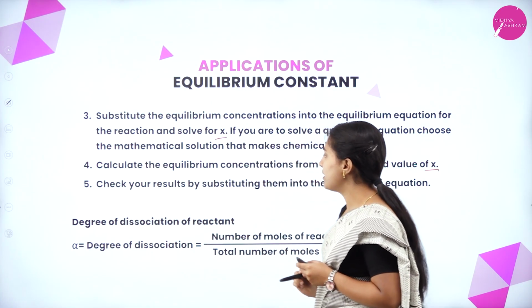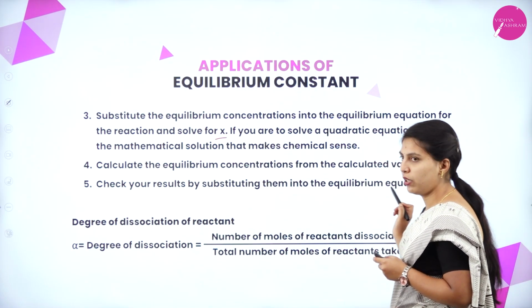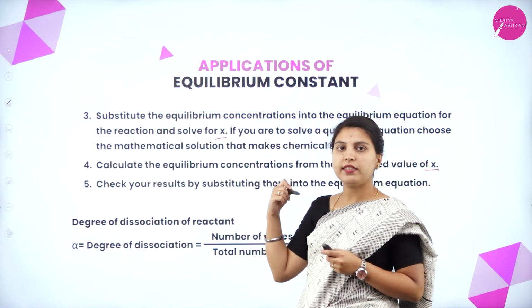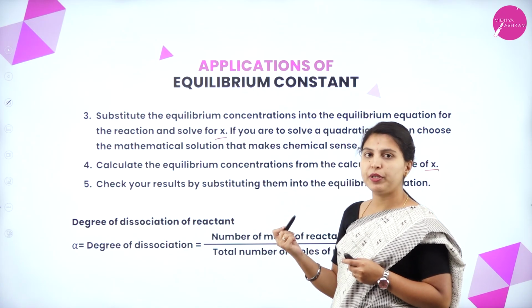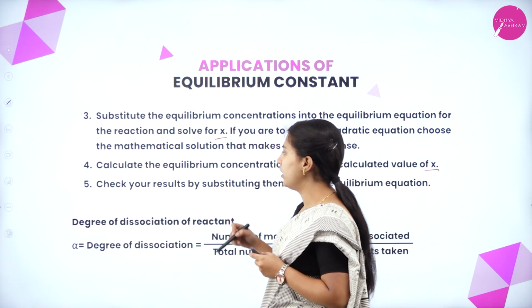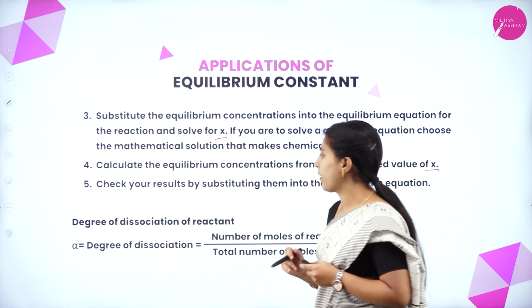Check your results by substituting them into the equilibrium equation. All the X, that is the unknown concentrations, you will get to know, and you have to substitute them in the equilibrium constant. Okay, this is how equilibrium concentration can be predicted.